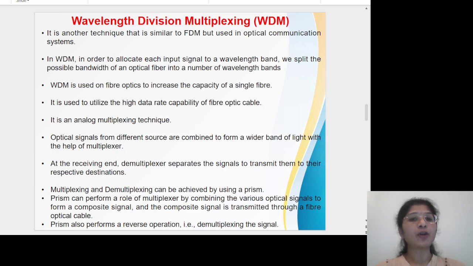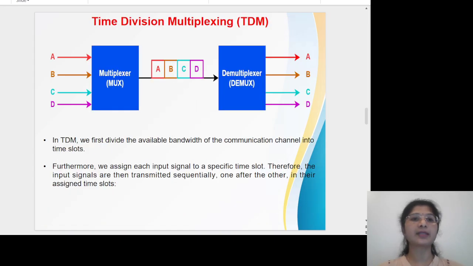It uses fiber optic to increase the capacity of a single fiber. It is used to utilize the high data rate capability of fiber optic cable. It is an analog multiplexing technique. Optical signals from different sources are combined to form a wider band of light with the help of a multiplexer. At the receiver end, the demultiplexer separates the signals to transmit them to their respective destinations. Prisms also perform the reverse operation, that is demultiplexing the signal.